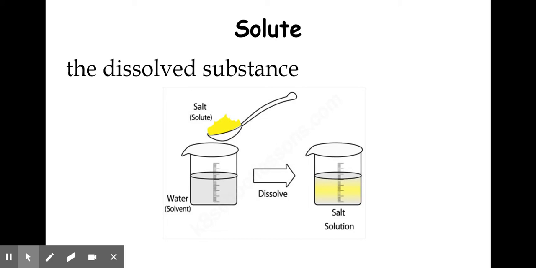So for example, if we put a spoon of salt into water and stir it to dissolve it, water is called the solvent, and salt is called the solute, and the solution is called a salt solution. And with rubbing alcohol, if we have 70% alcohol and 30% water and mix them up, water would be called the solute because it has less amount. The majority is alcohol, so we call alcohol the solvent.